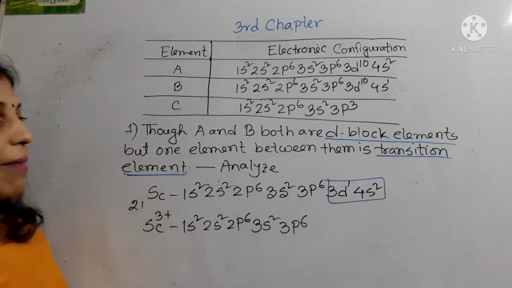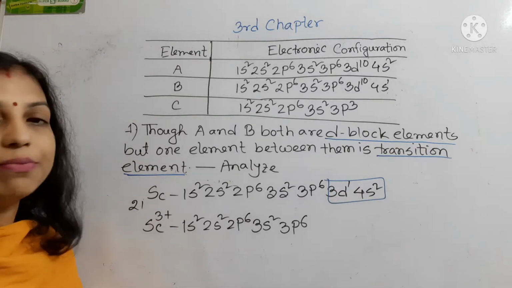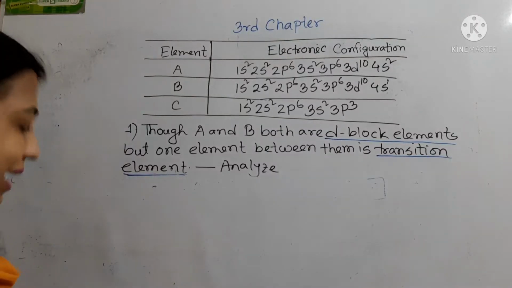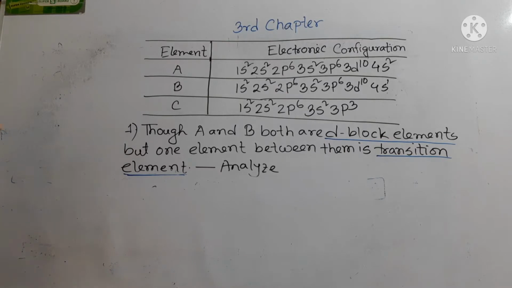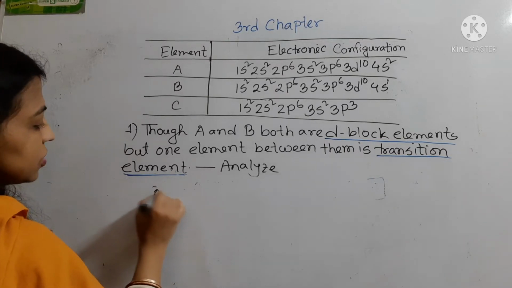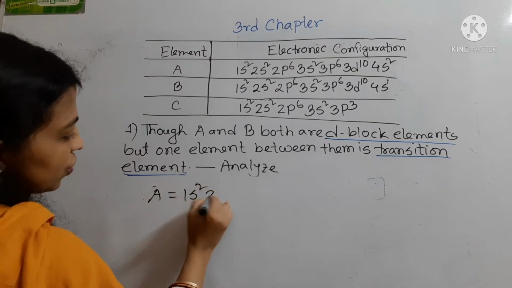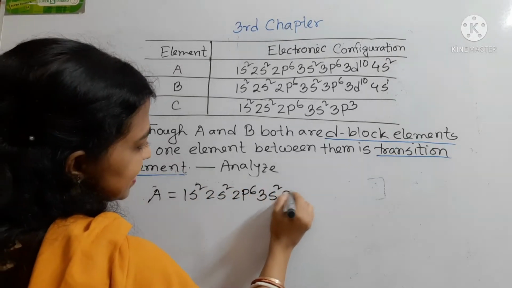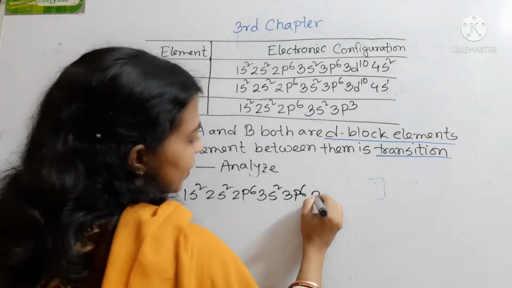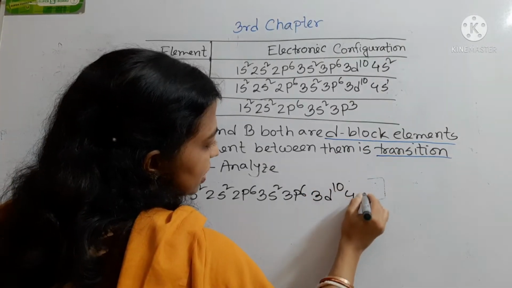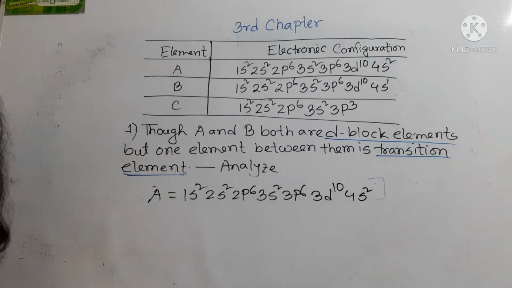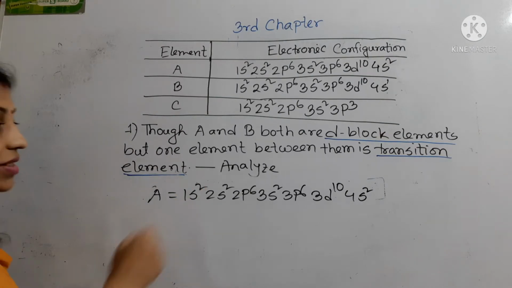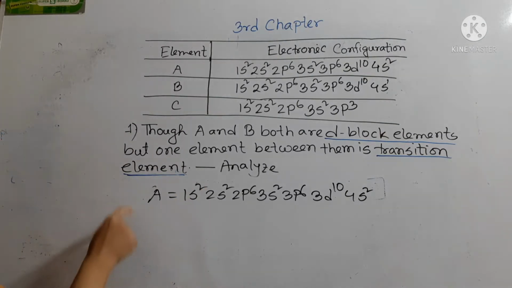Now let's discuss the elements A and B. The electronic configuration given for A is 1s2, 2s2, 2p6, 3s2, 3p6, 3d10, 4s2. Now students, if we calculate the total number of electrons here, it is 30. That means here it is zinc. So here A is zinc.